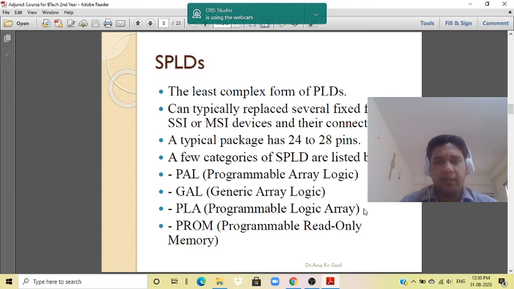A typical package has 24 to 28 pins. The pin size varies from 24 to 28, and a few categories or types of SPLDs are PAL, programmable array logic, generic array logic, programmable logic array, and PROM, programmable read-only memory, and another one is ASIC. So these are the types or categories of the SPLDs.